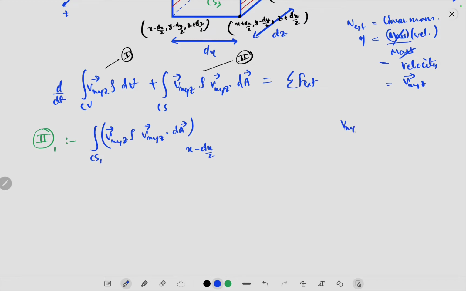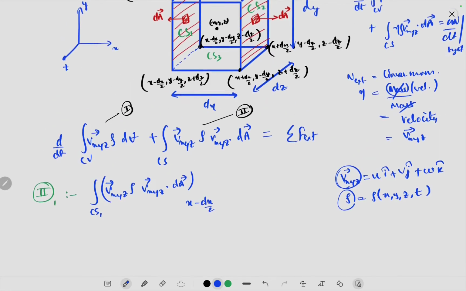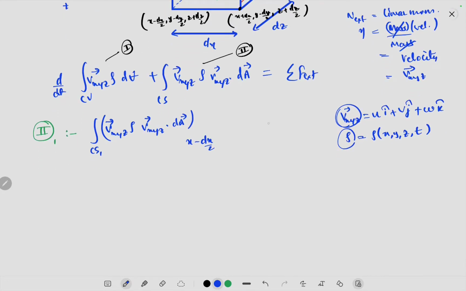Now recall that v_xyz was u i hat plus v j hat plus w k hat, and rho is a function of x, y, z and t, which we defined at the center x, y, z. Now on the control surface, let me draw with some other color. So let's say this is our control surface, the elemental area of the control surface, and this was our cube.